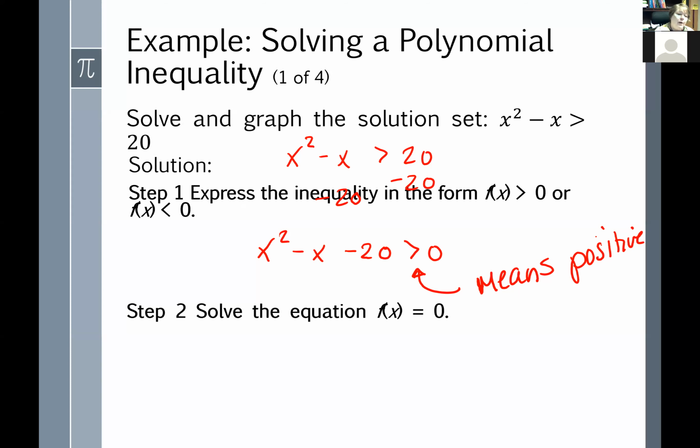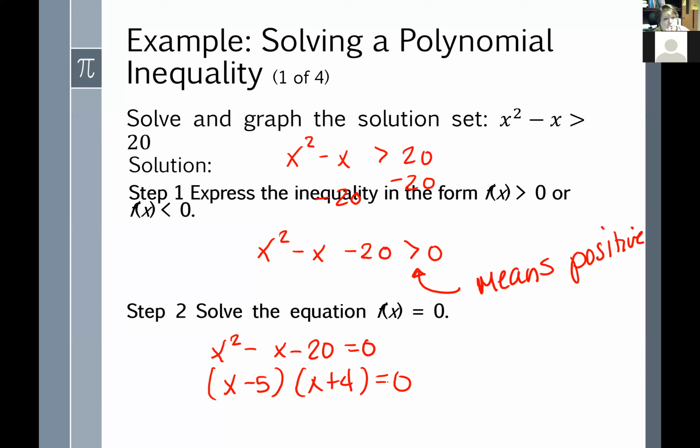Okay, now we solve the equation. We're going to set x squared minus x minus 20 equal to 0. That's going to give us our boundary points. And that is factorable. I highly encourage you to factor it if you can, because it's too much work to use the quadratic formula. So is that factored correctly? Yes, it is. So we're going to set each one of those factors equal to 0.